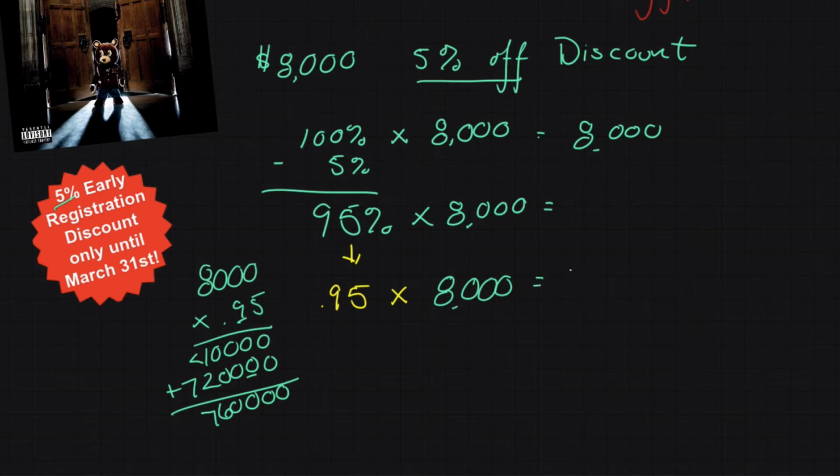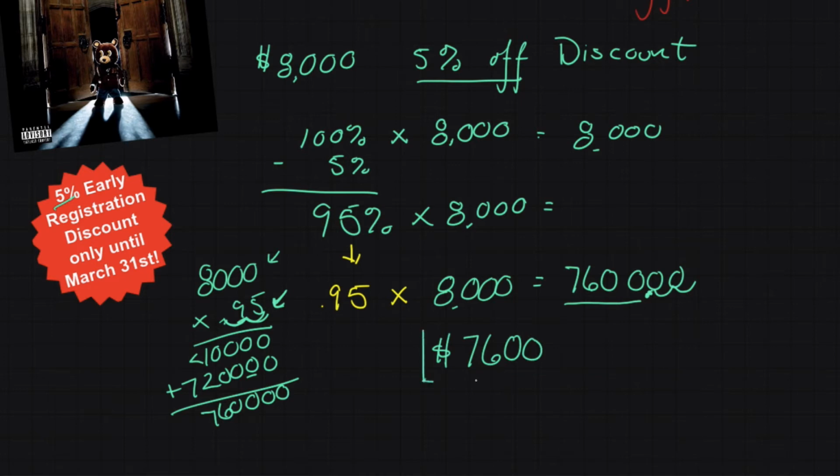That looks like a lot of money. If I'm getting a discount, why am I paying $760,000? Well, it's because I forgot to put in 2 decimal places. There were 2 decimal places in my factors. There were none in this factor, but 2 in this factor. So I need to put 2 in my answer. And so that shows us that 95% of 8,000 is actually $7,600. So hey, that's not bad for just registering for class early.